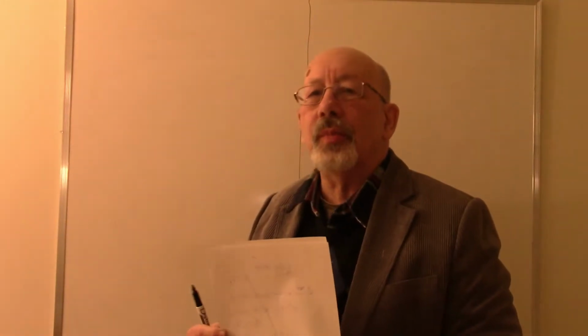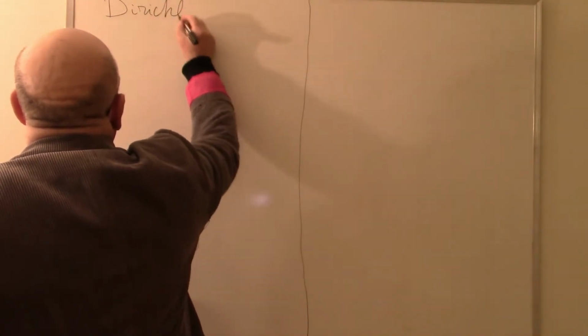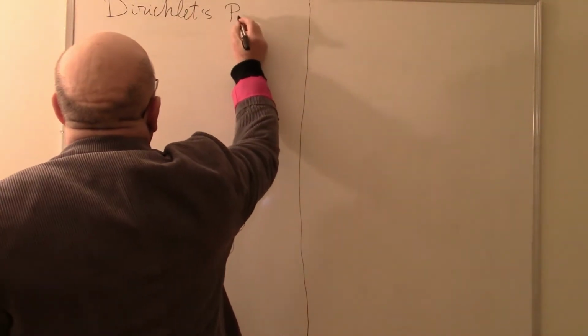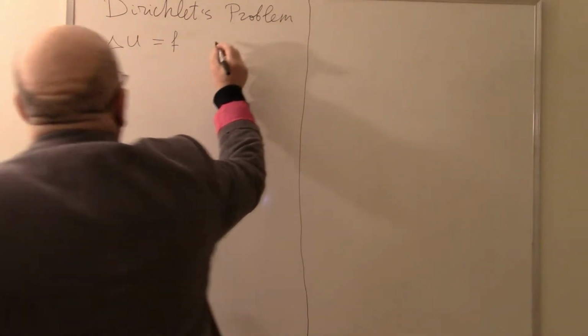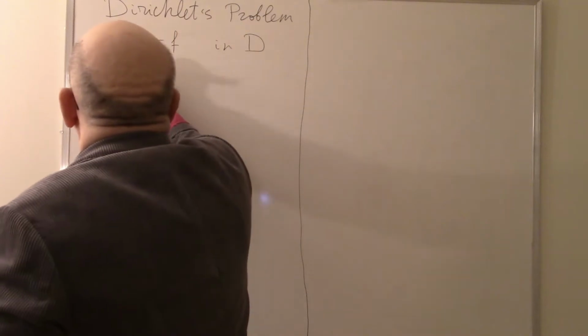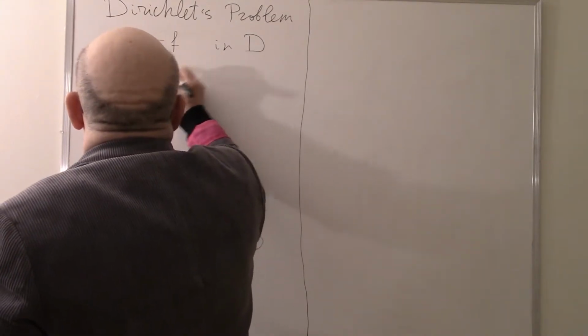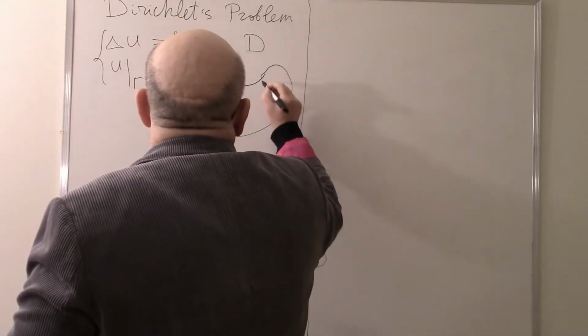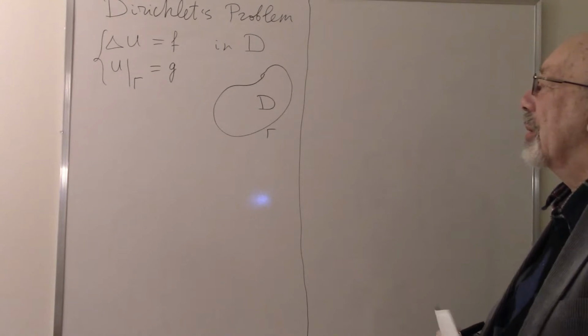Let's continue our study. First, since we had a break, I just wanted to remind you of the main points of what was before. So we are studying the Dirichlet problem: Laplacian u equals f in some domain D, and u on the boundary of this domain is a given function g. So here we have some domain D and its boundary gamma. So we are solving this problem.